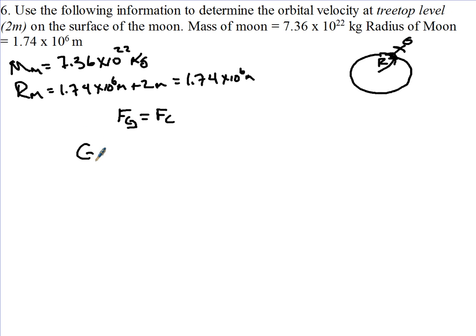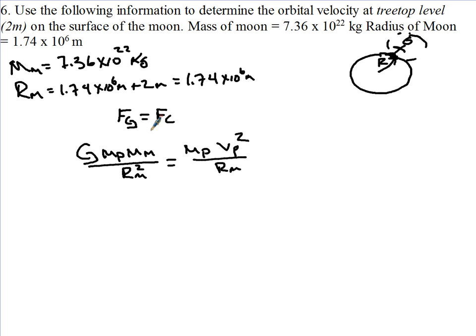What is F big G? F big G is G, the mass of the person, times the mass of the moon, divided by the radius of the moon squared. And this has to equal FC. Well, what is rotating around? It's the person that's rotating. So this is going to be the mass of the person times the velocity of the person squared divided by the radius of the moon.